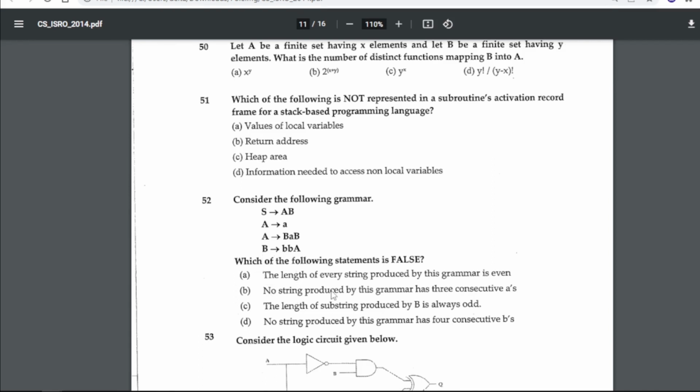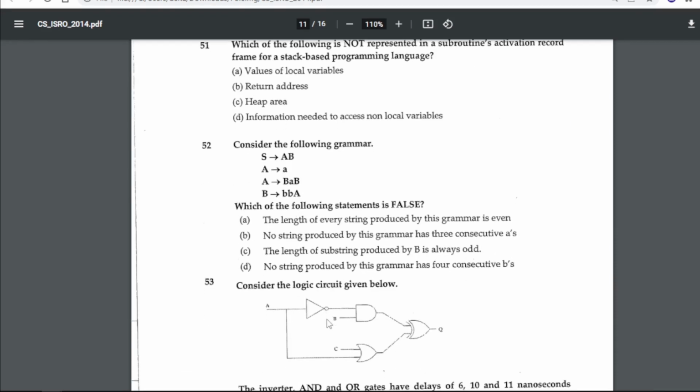Let's say you make a string A, B, B, then B, B, then double A, then double B, and then A. That is produced by the grammar, and that has 3 consecutive A's, right? And a string can have a maximum of 2 consecutive A's. So in that way statement 3 will also be true. Now statement 4 is false, as there can be a string with 4 consecutive B's, right? This way you can also eliminate the options.